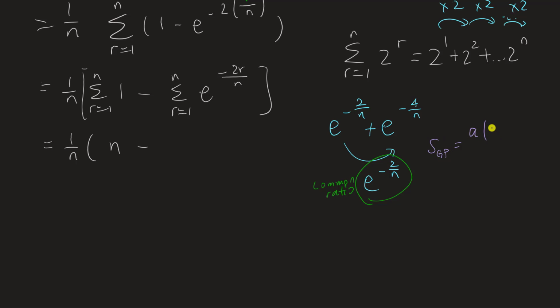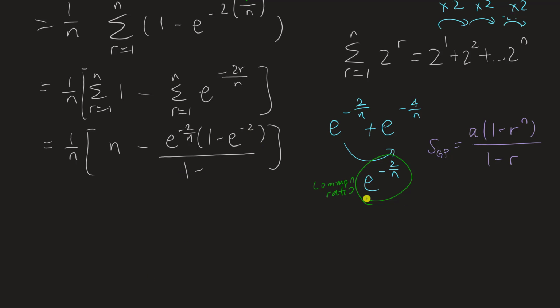The first term times 1 minus common ratio to the power of number of terms in the series, divided by 1 minus the common ratio. So here, putting all these into place, what is the first term of this series? First term of this series is e to the power of negative 2 over n. Then 1 minus, what is the common ratio? The common ratio is e to the power of negative 2 over n. Then raise this to the power of n, which just gives me e to the power of negative 2, divided by 1 minus common ratio, and then that's it.